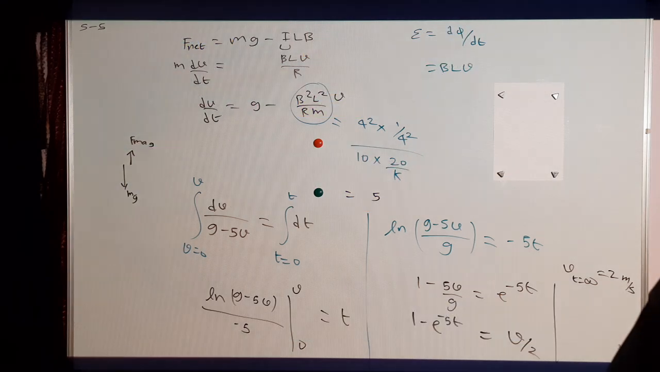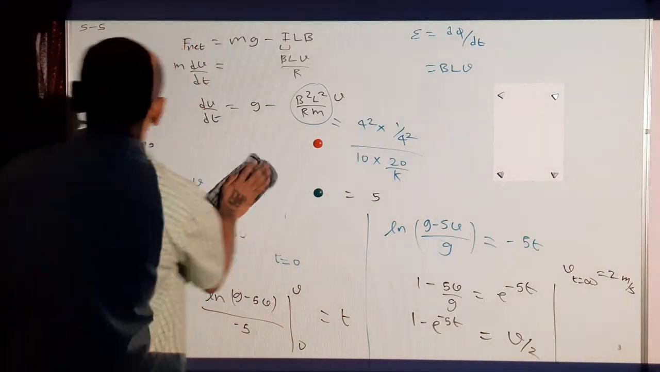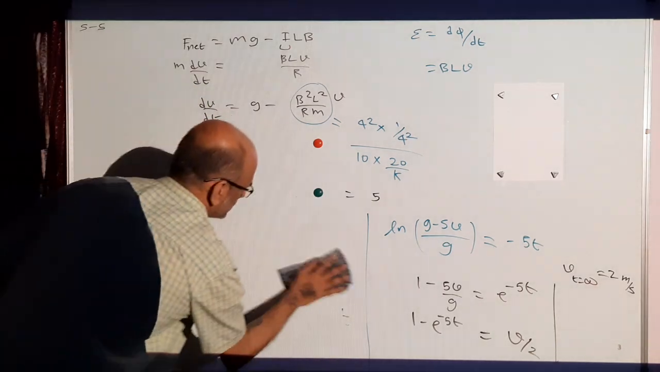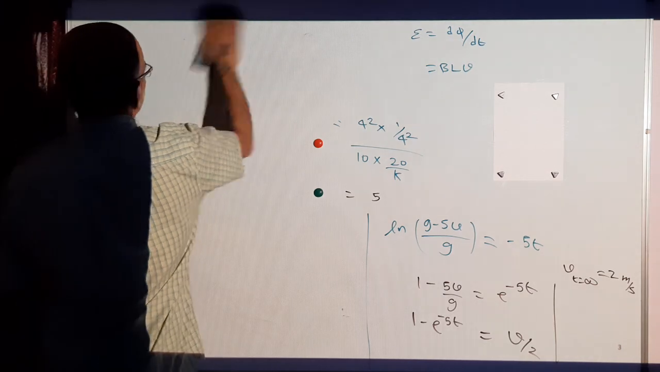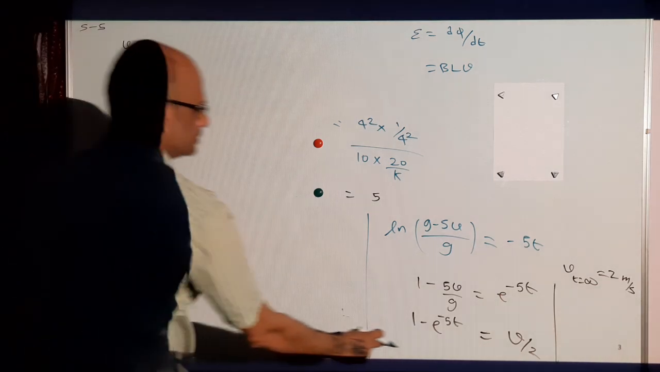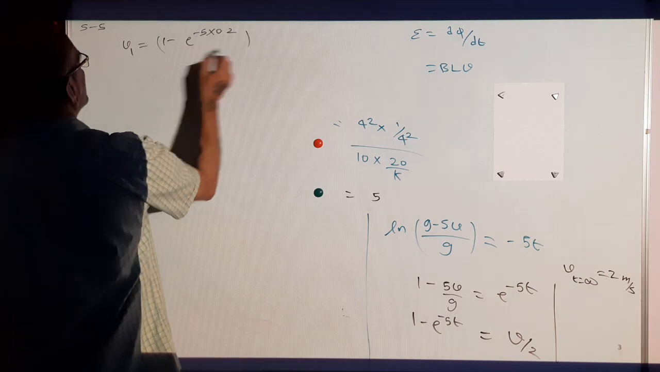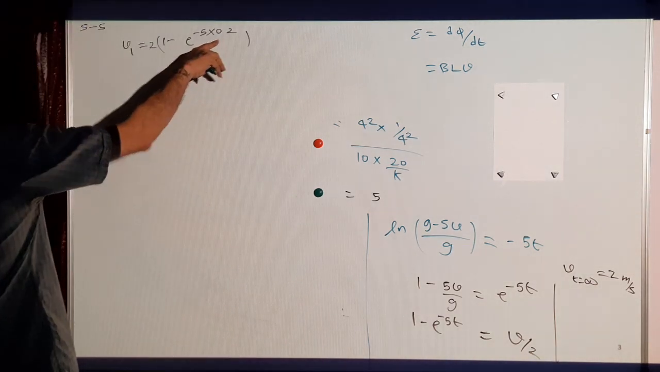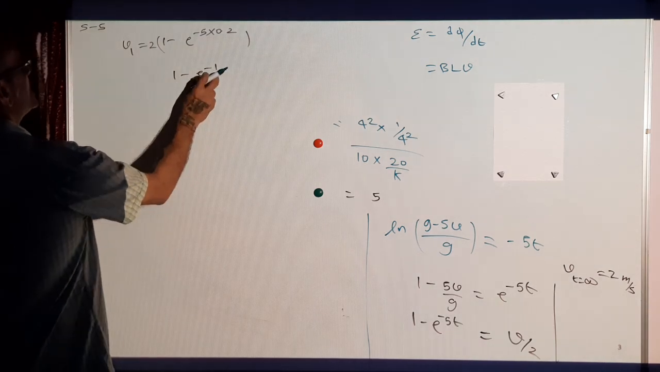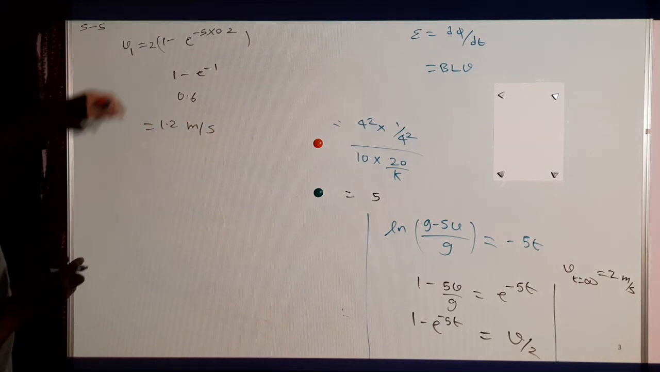Magnitude of induced EMF. Induced EMF is BLV. We have to find the velocity at time 0.2 seconds. So from here I can get the velocity at any time. So velocity at 0.2 seconds, we call it V1, equal to 1 minus e raised to the minus 5 into 0.2, into 2. 5 into 0.2, so this is 1 minus e raised to the minus 1. e raised to the minus 1 is given as 0.4. So it's 0.6 into 2. So 1.2 meter per second is the velocity at this time instant 1, which is 0.2 seconds.